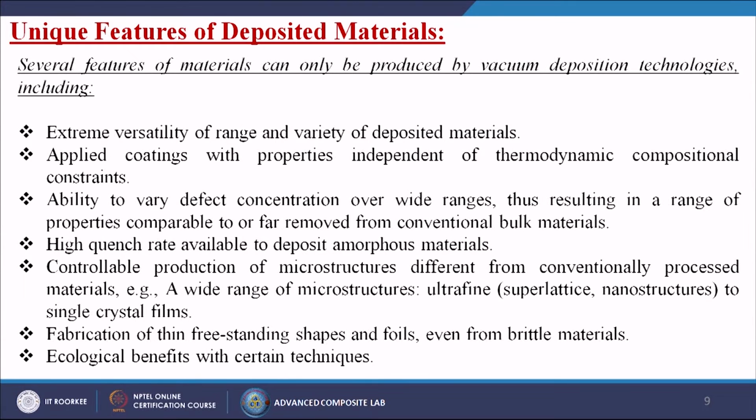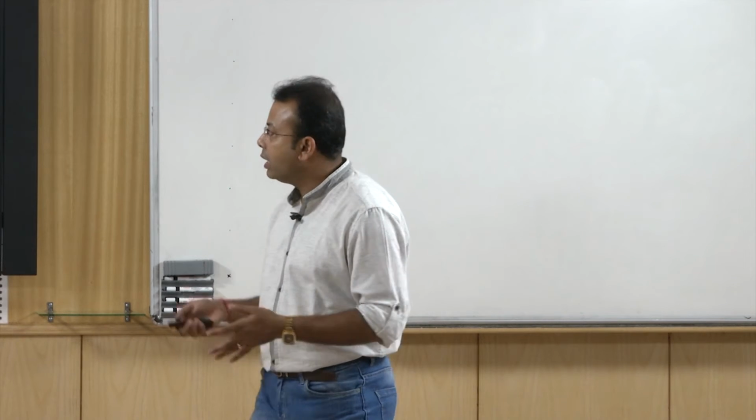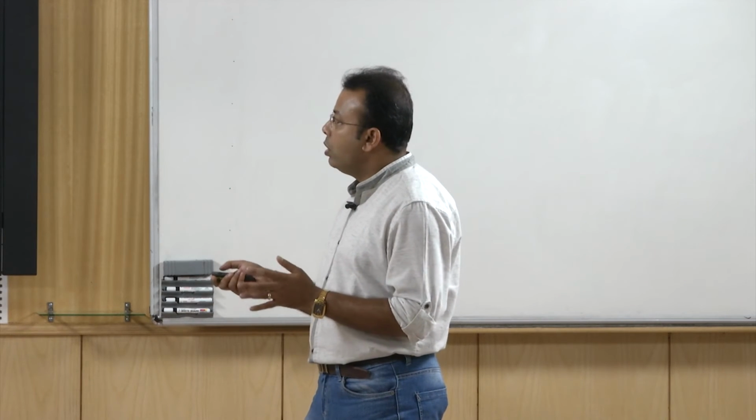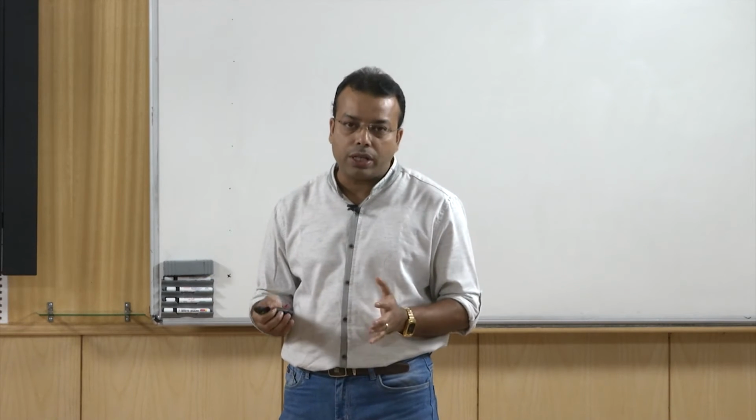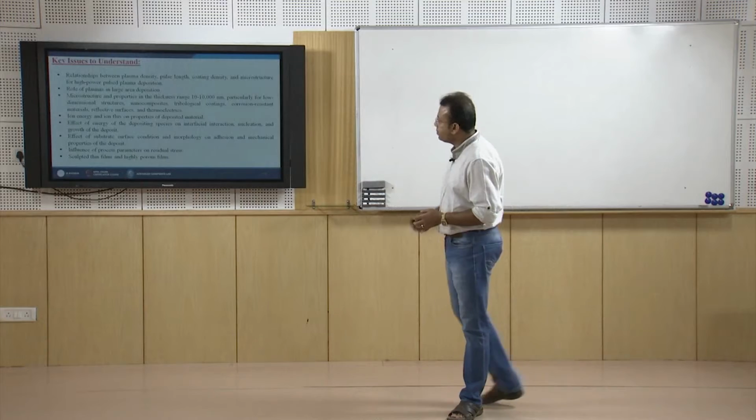High quench rate available to deposit amorphous materials, controllable production of microstructures different from conventionally processed materials, a wide range of microstructures, from ultrafine superlattice nanostructures to single crystal films, fabrication of thin freestanding shapes and foils even from brittle materials, and ecological benefits with certain techniques. So, these all are the key features for depositing the materials onto the substrate.